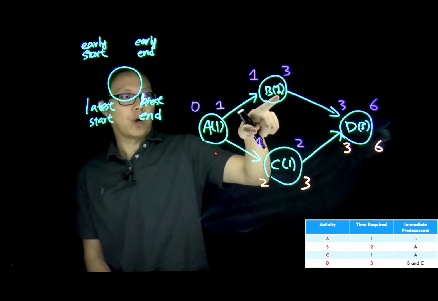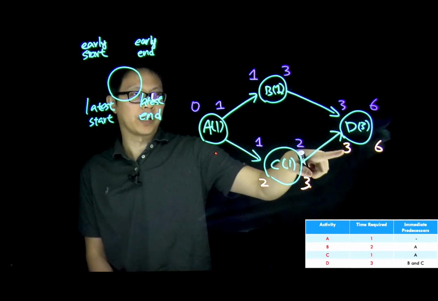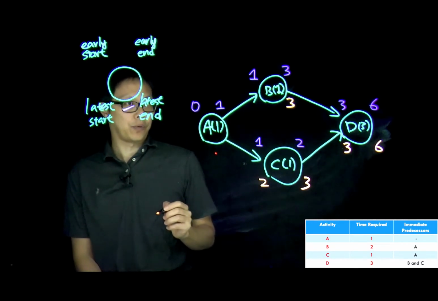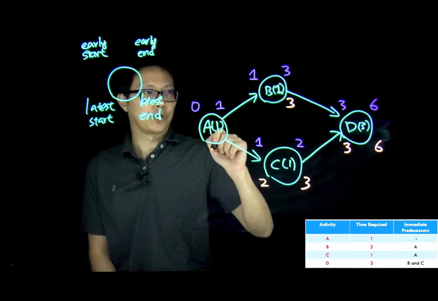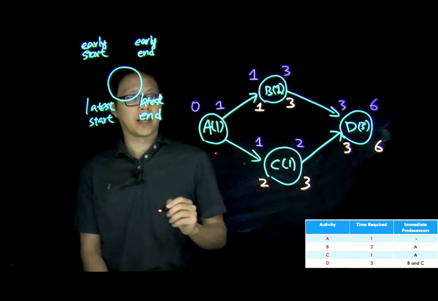Similarly, if I want to make sure that D can be started at time 3, that means B needs to be finished at time 3. Duration is 2, so I need to start to work on B at time 1.